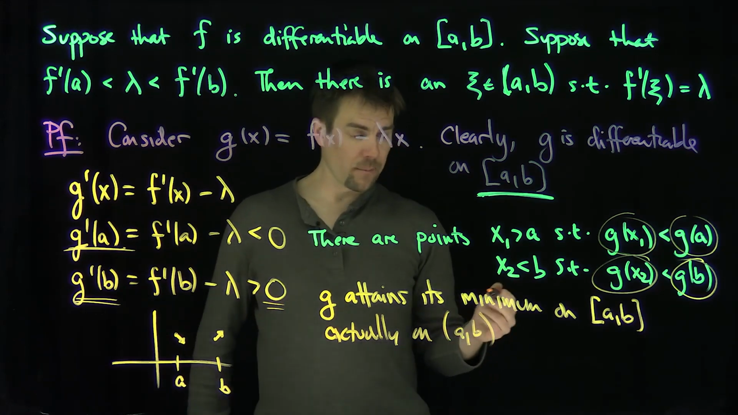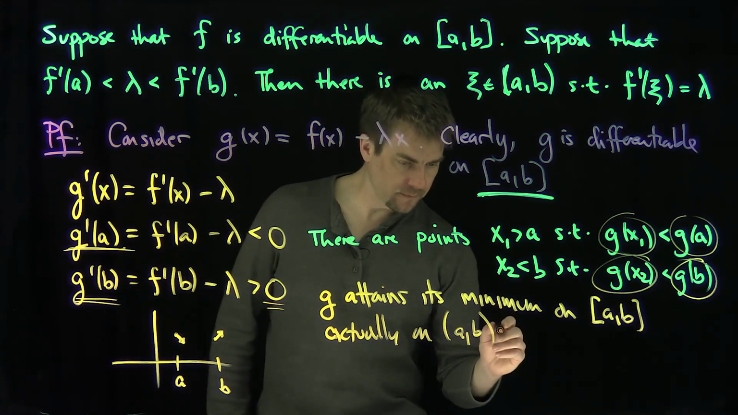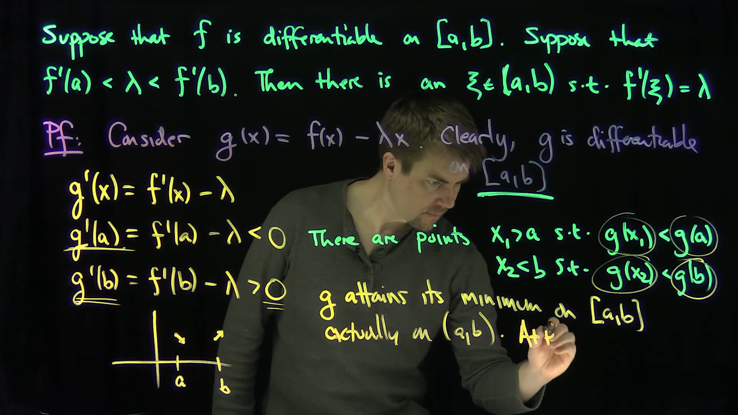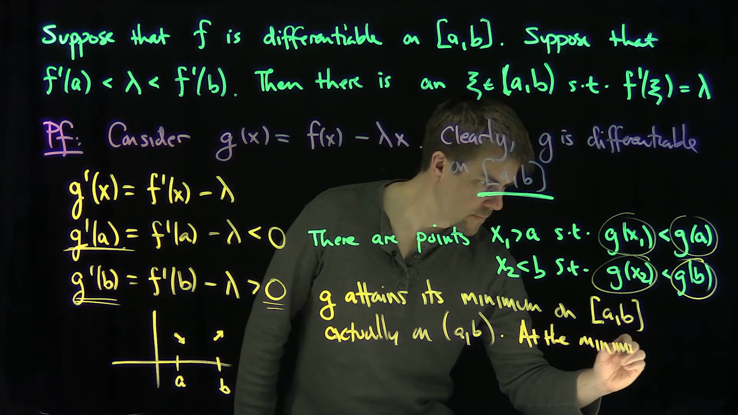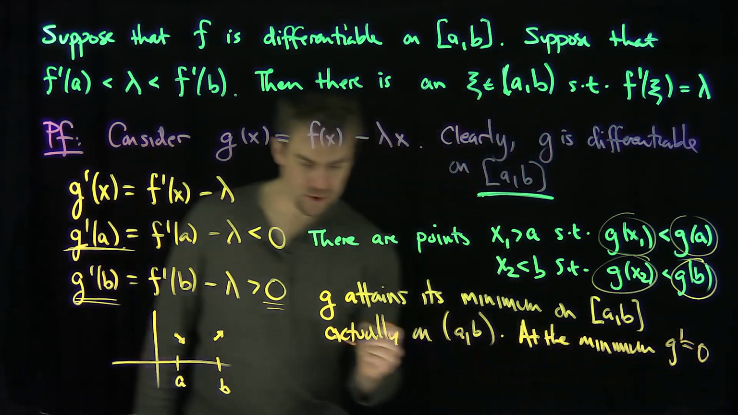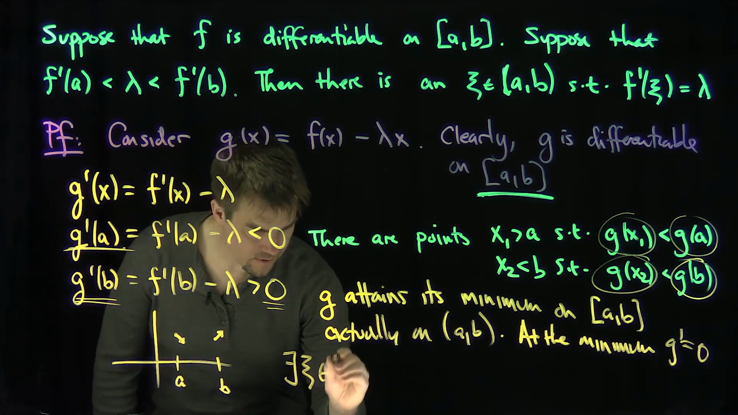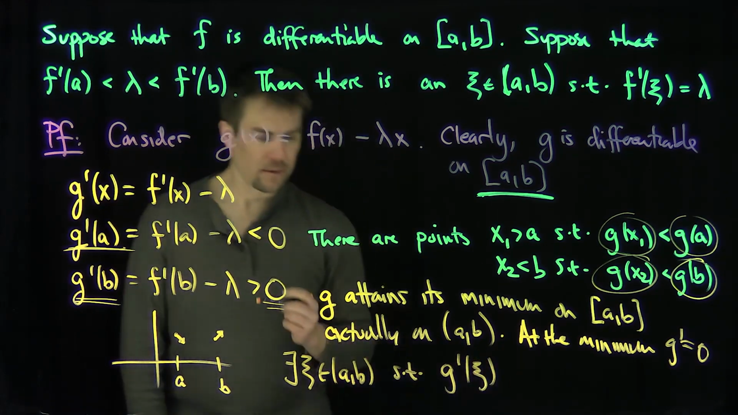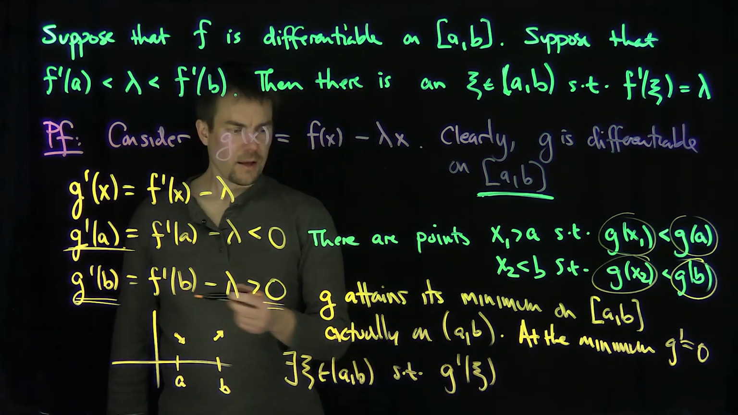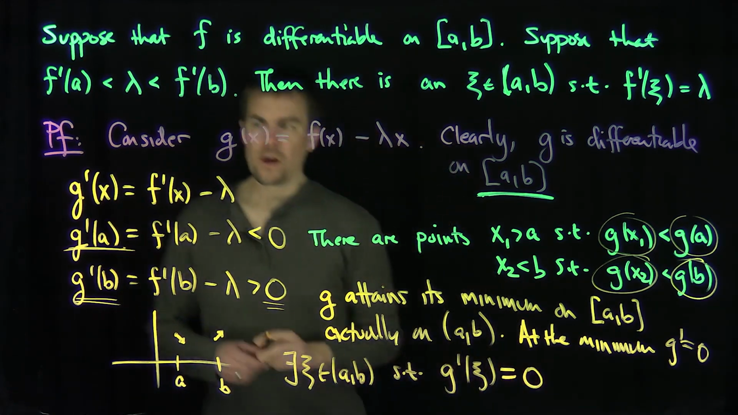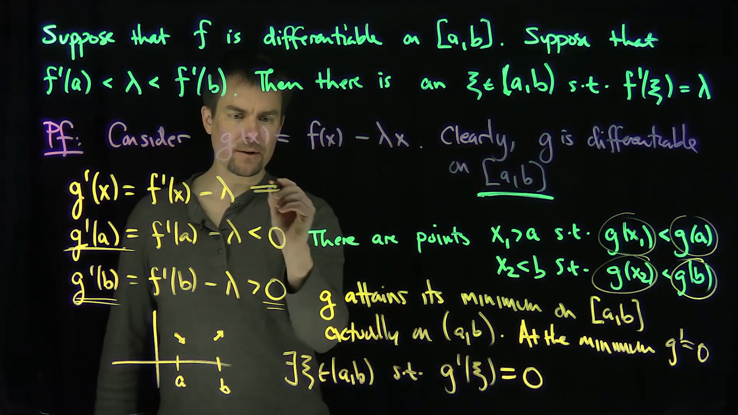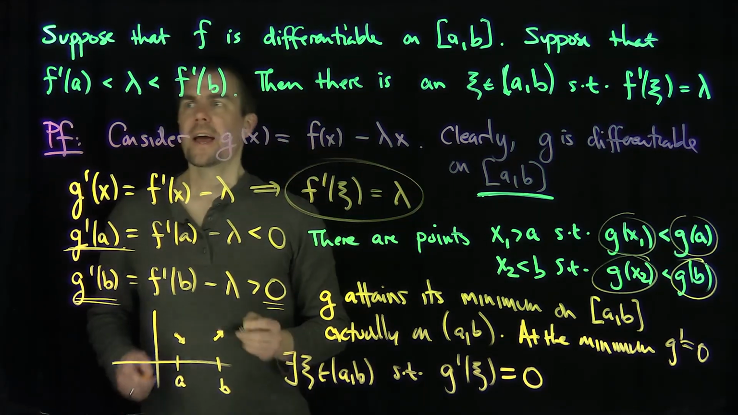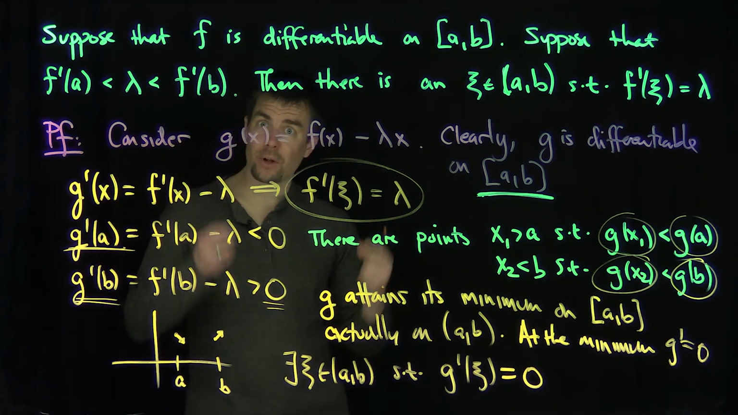Now, at a point of minimum, what do we know? At this minimum, g prime has to be 0. So there exists a point xc in (a, b) such that g prime of xc is equal to 0. But if g prime of xc is equal to 0, that tells me that f prime of xc is equal to lambda.